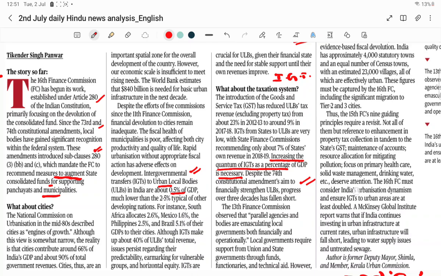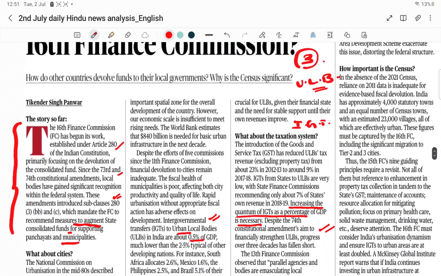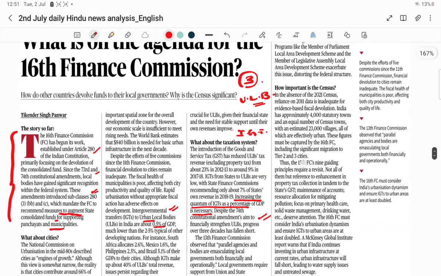Clear, right? And he is also saying to the 16th Finance Commission that you should take all these factors into consideration. And we need to strengthen the lower level, grassroots level democracy. So that means we have to strengthen these urban local bodies. We need to give them enough financial resources. This is all about this article, friends.